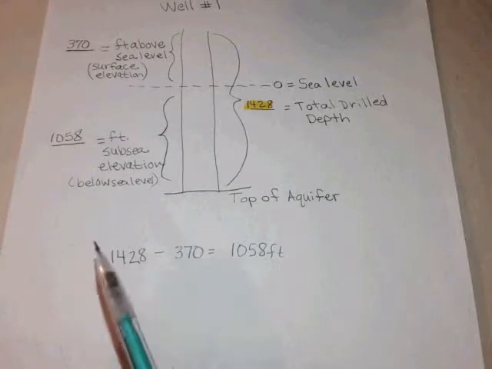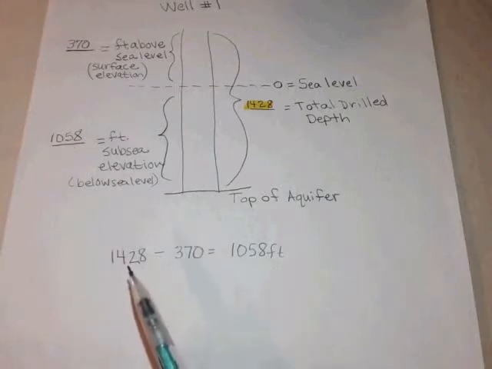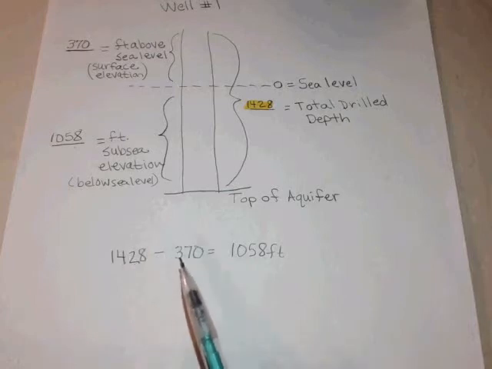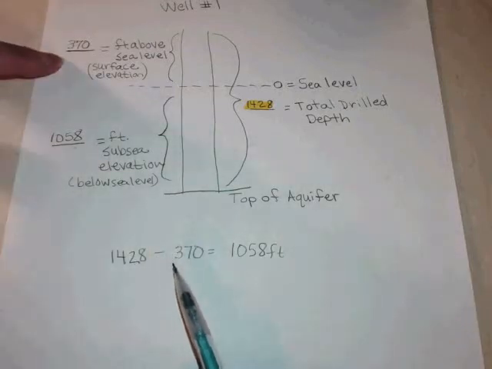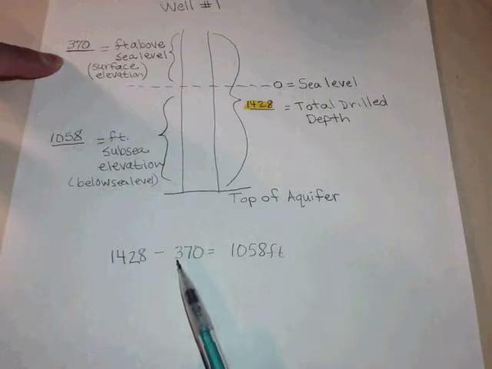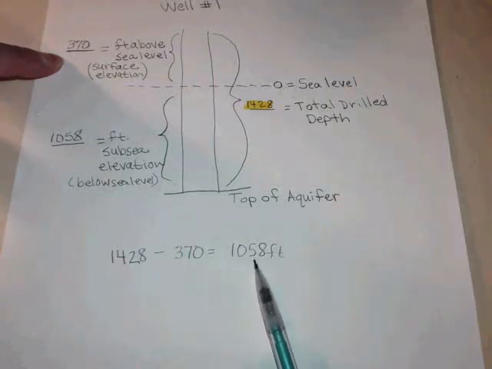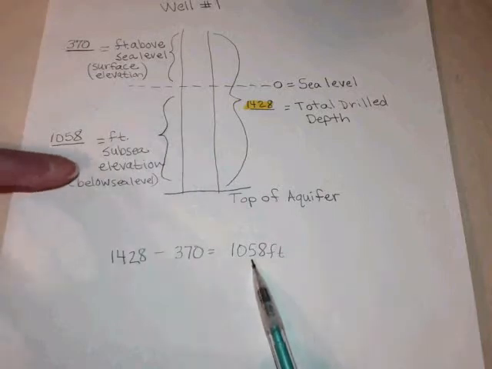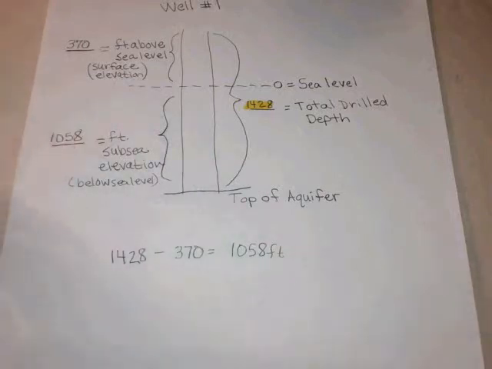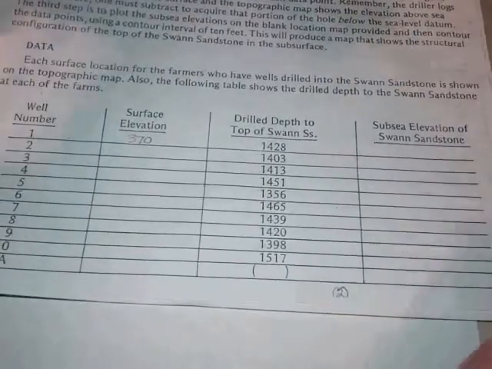Okay, so you'll be doing a little calculation like that. You'll be using the total drill depth given, subtracting the surface elevation that you find from your topographic map, and you'll determine that third set of data, that third column, the subsea elevation. Okay, so that's what we're going to work on. You'll need to get that filled out for each well.